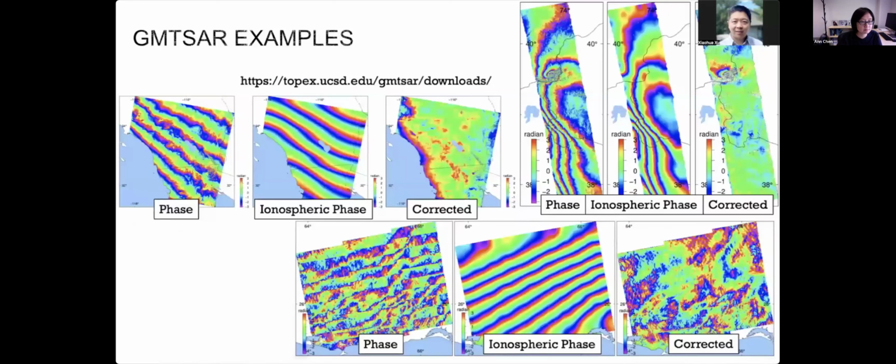A little bit more examples. Most of these are associated with the ionosphere correction modules. You could do that for ALOS data or ALOS2 data. You can also work with Sentinel data here as well. On the left-hand side are phase, in the middle are estimated ionosphere phase, and on the right-hand side are the corrected ones.